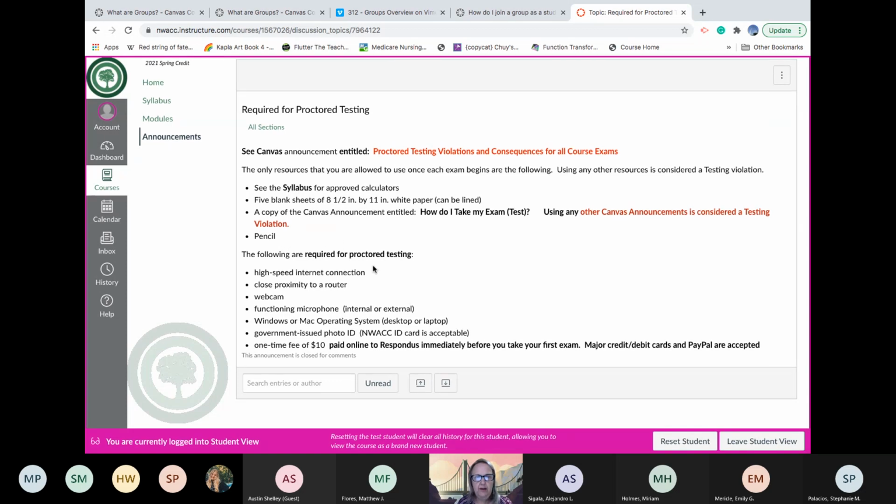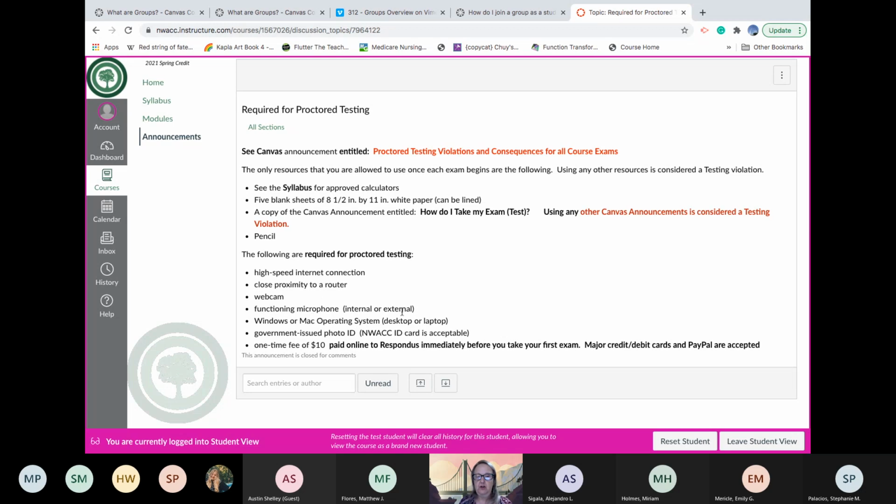So the following are required for proctored testing: high-speed internet connection. What Respondus is going to do is take a video of you, so you'll need to have your video camera on. So you're going to need a high-speed internet connection for that. And that was in the syllabus. Close proximity to a router. I'm literally sitting 3 feet from the router where I am right now. Webcam. That's part of the taking a video of you. So you've got to be in webcam view for that to happen.